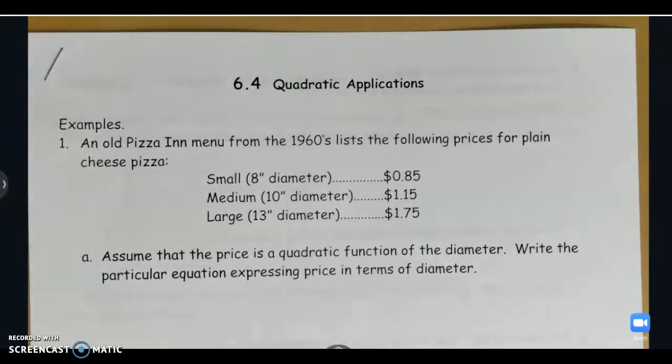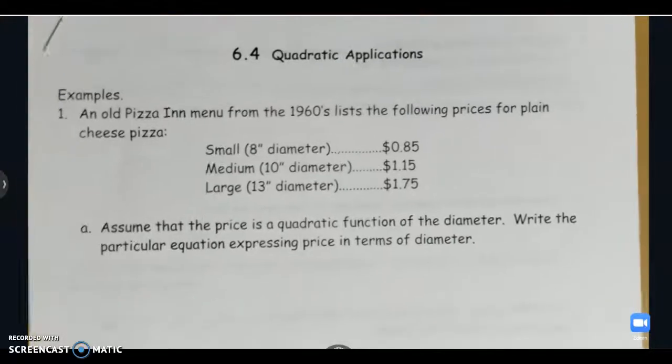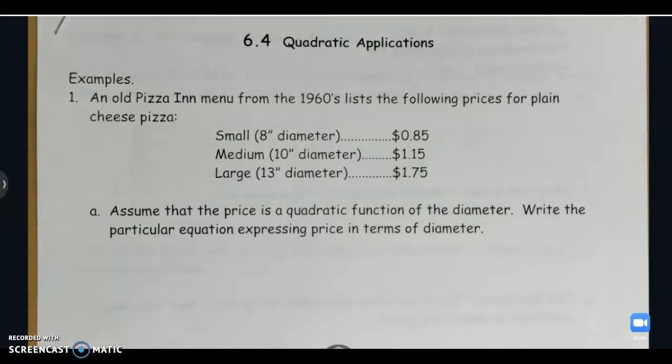We are on to quadratic applications. So this is some real world scenarios where we're going to use quadratic equations. So the first example we're going to look at is this really old Pizza Inn menu. I don't think you could get a pizza anywhere for 85 cents nowadays. This is from the 60s. So here we're given some different sizes of pizza and what they cost back in the 60s.